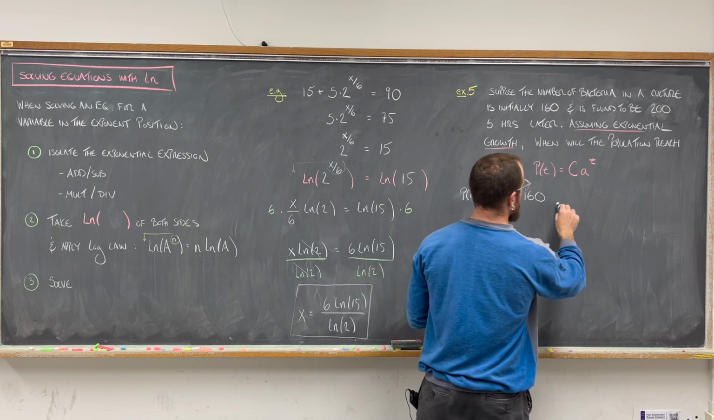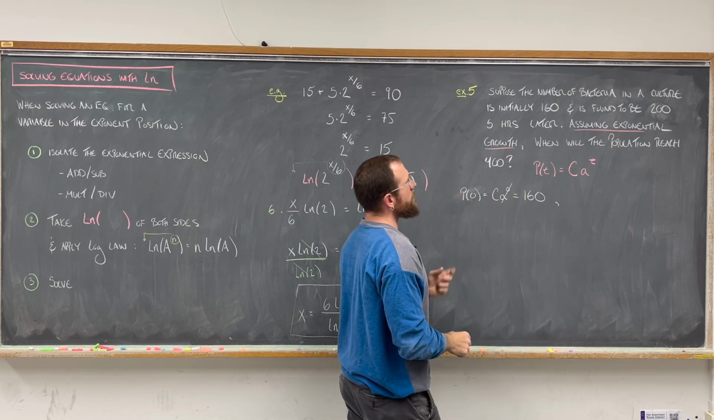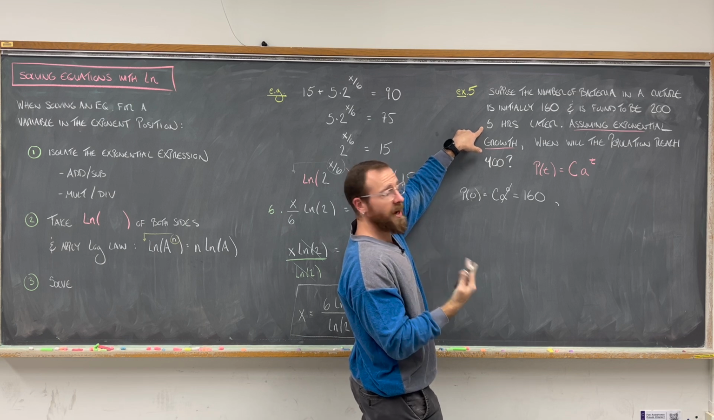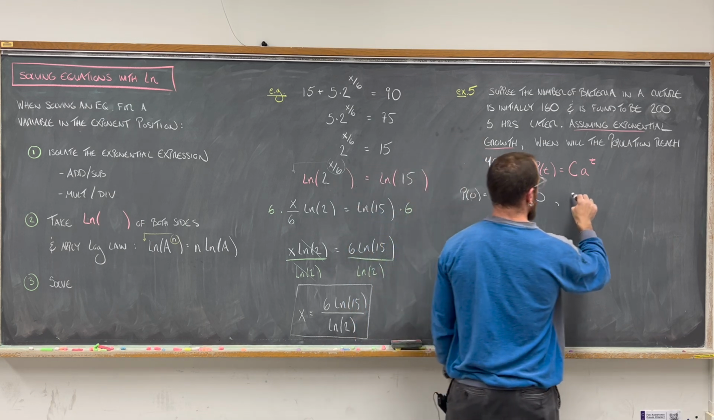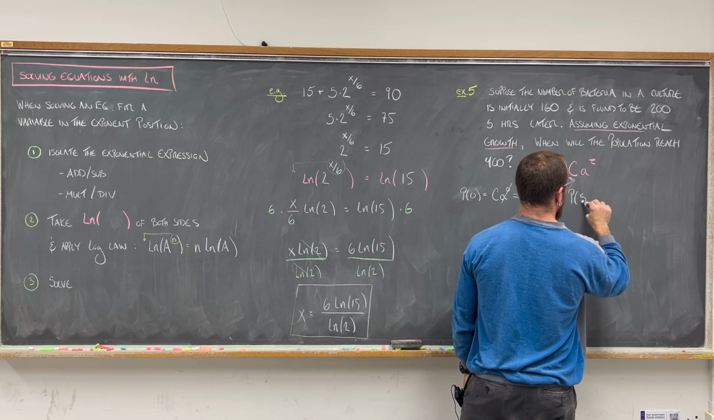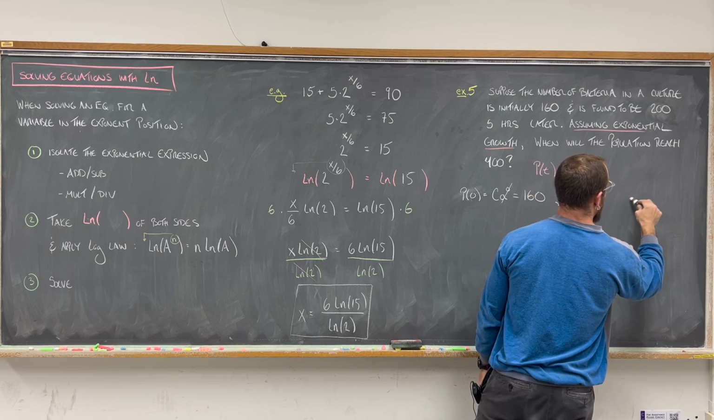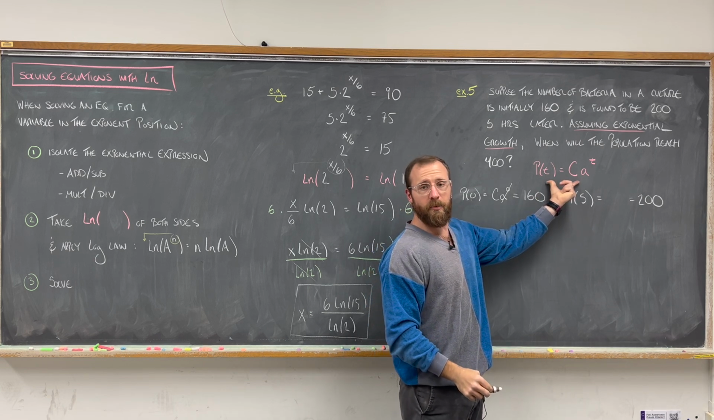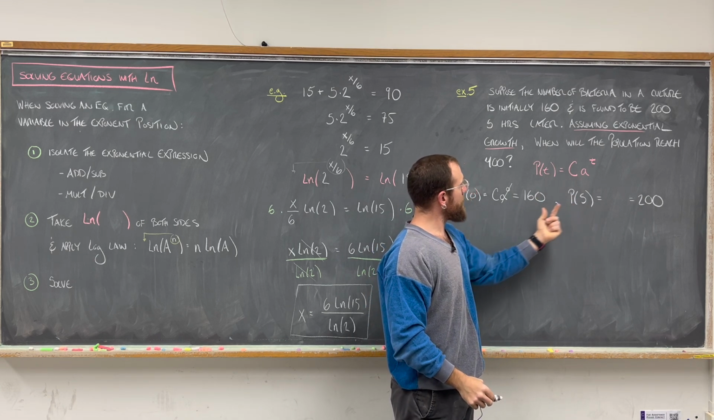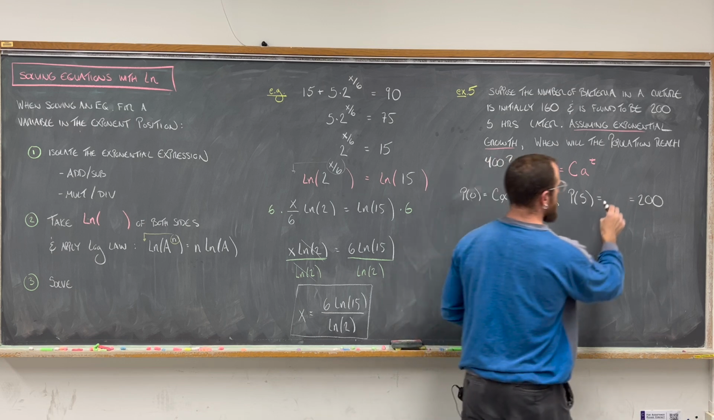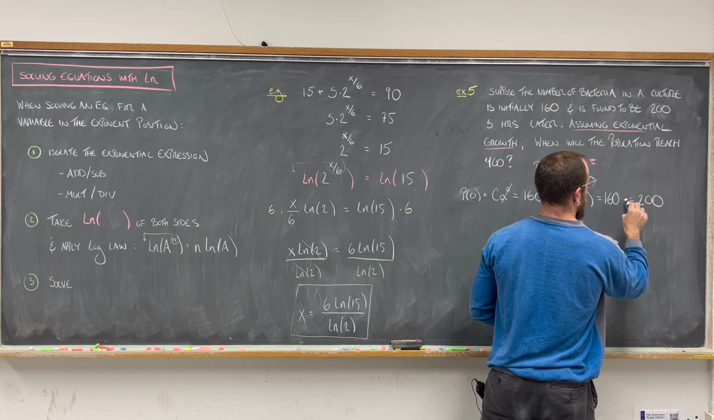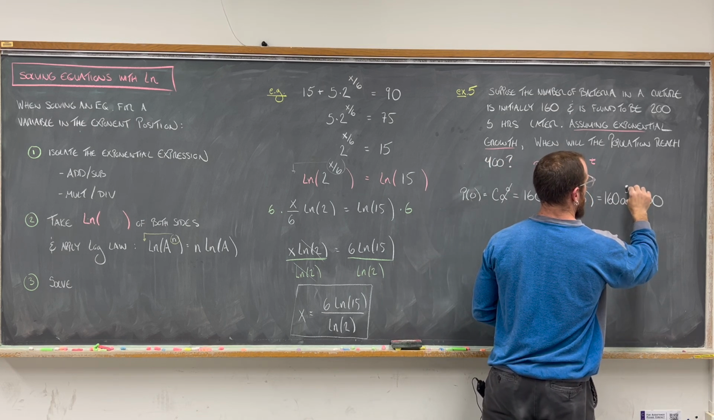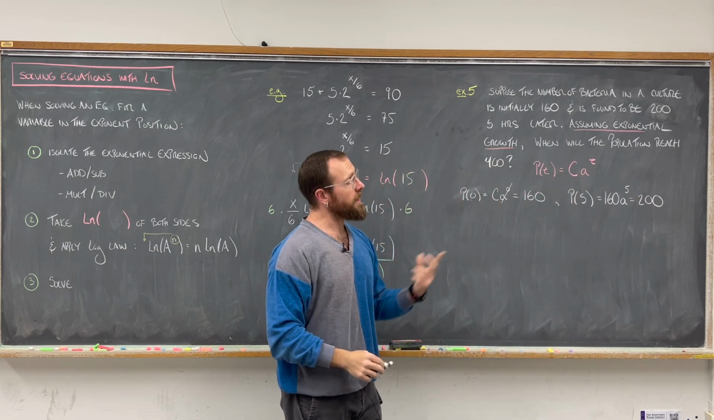Cool. All right, now I know that c is 160. I'm also told that the population after 5 hours is 200. But I also know that according to my model, the population after 5 hours should be c, which I now know is 160, times a to the 5th power. Okay? So I can work with this equation.